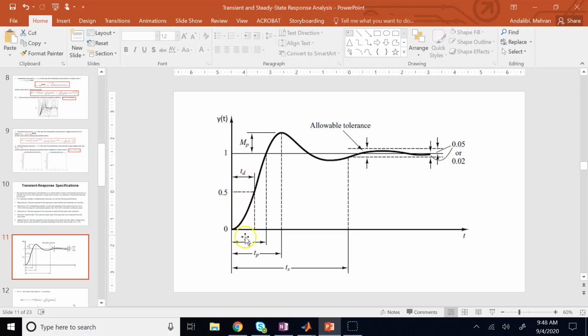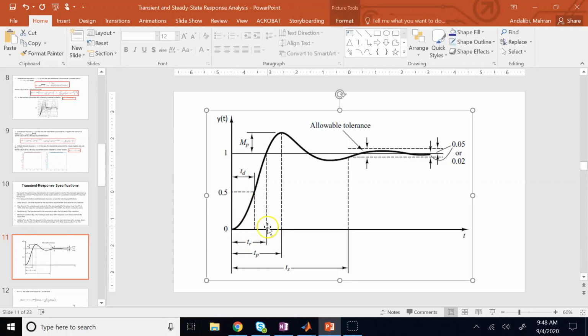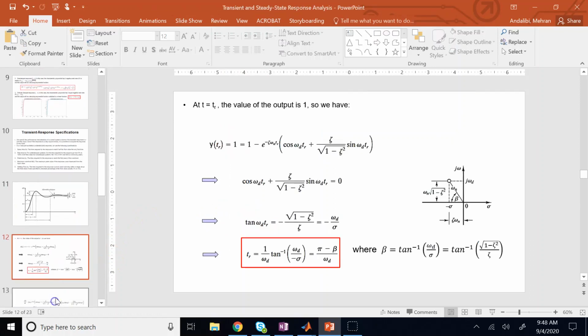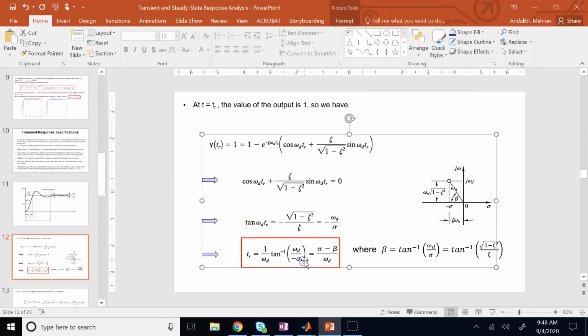We barely use that. Typically we use the rise time, TR. TR is the time it takes to reach the final value for the first time. So the first time it takes you to reach the final value, we call it rise time. For an underdamped behavior, I'll show you later, there is a formula for that based on zeta and omega n. I can show you how to calculate it.